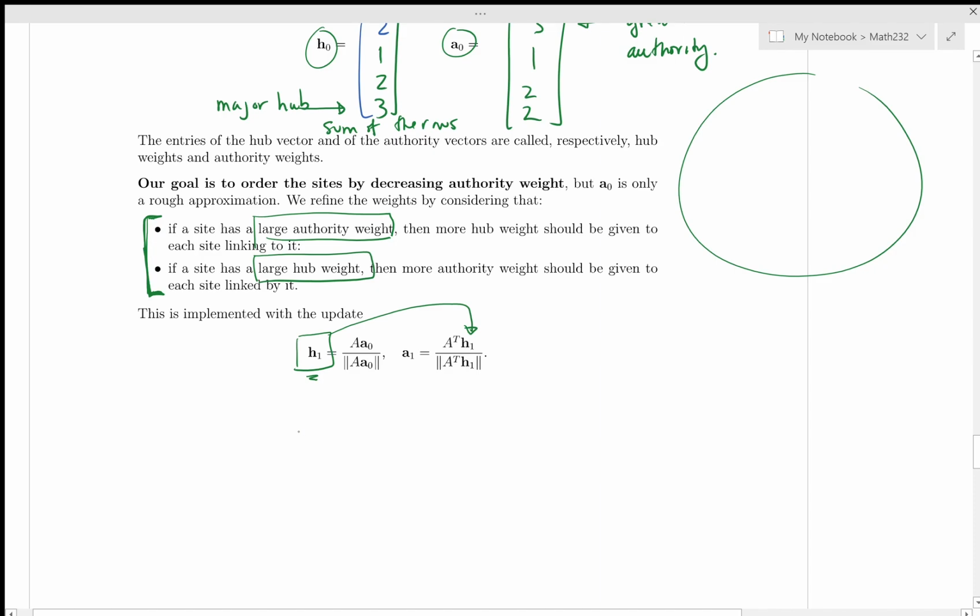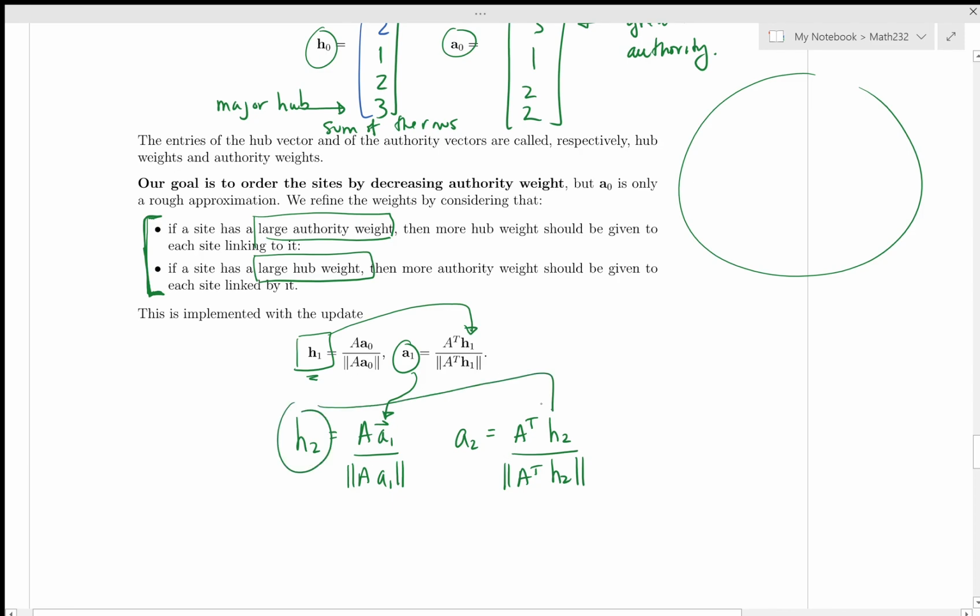And then when I come back over here to calculate H2, H2 will be A times the vector A1 divided by the norm of A1. And then that A1 is this guy here. So that A1 is being put here, and then I would calculate A2, which is A transpose H2 over the norm of H2. And then this number here is going to be inserted in there.